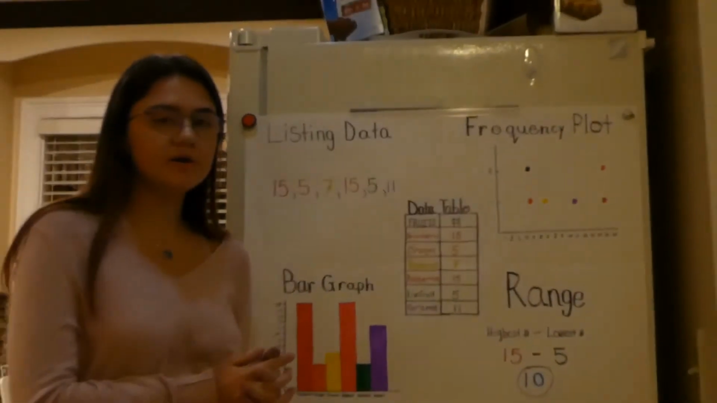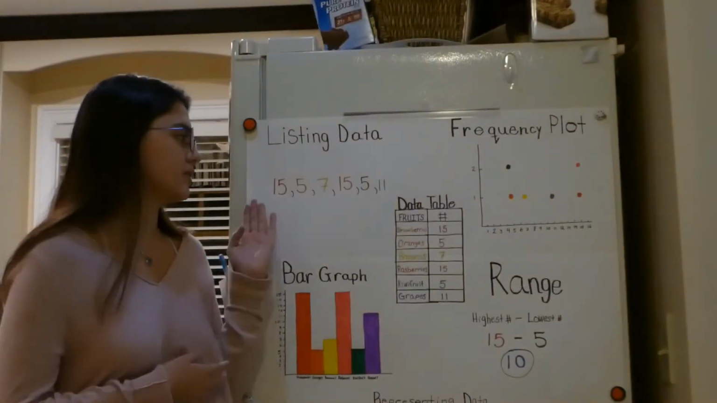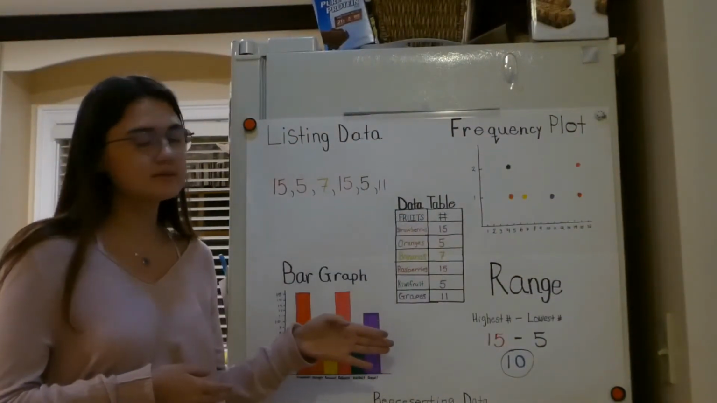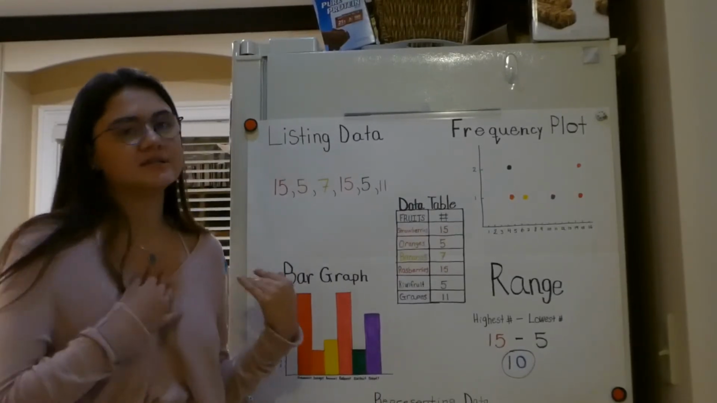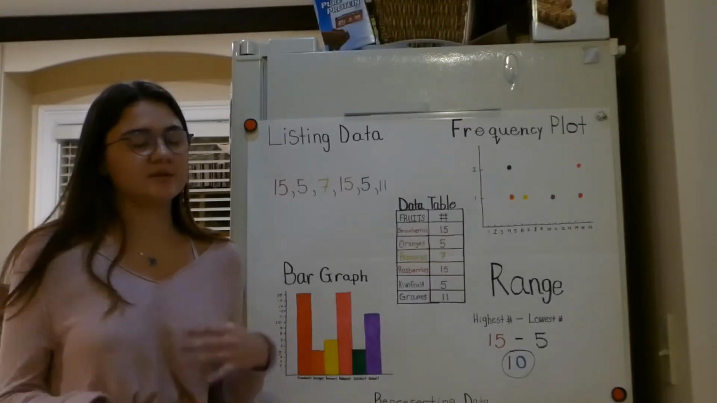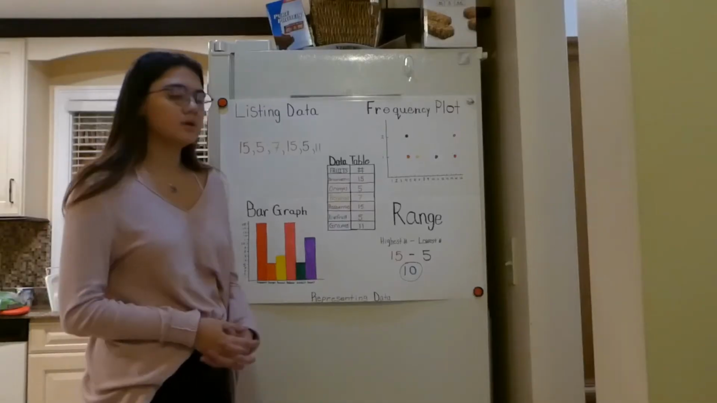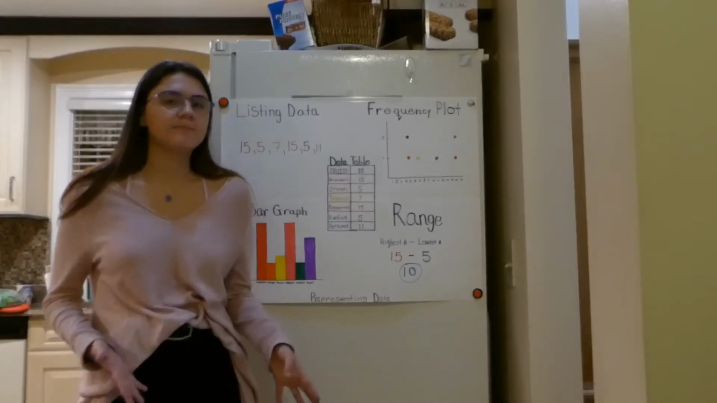And the order, it depends on how you want to put it. You can put it in the order of what your data table has, or you can put it from least to greatest, or greatest to least, basically any order, unless there's directions in the problem that tells you to do otherwise. Another way of representing data is by creating a frequency plot.